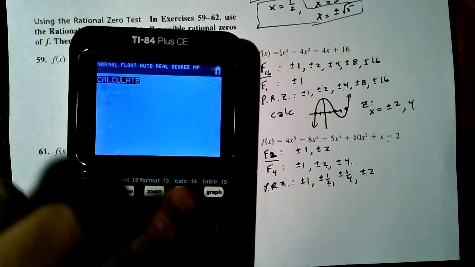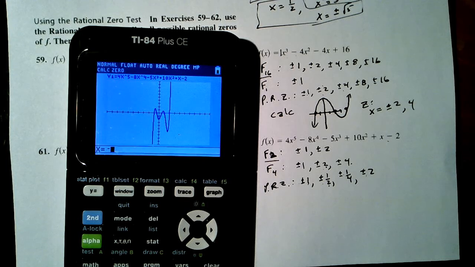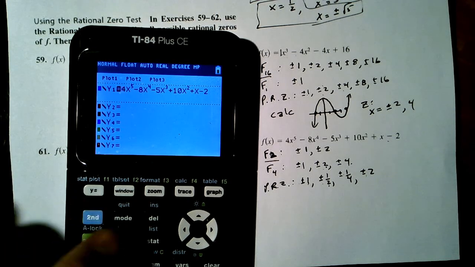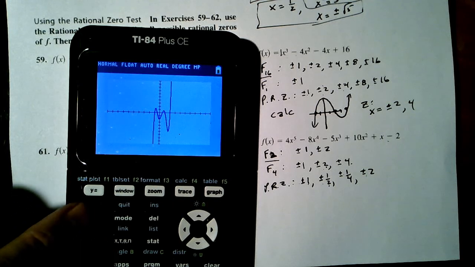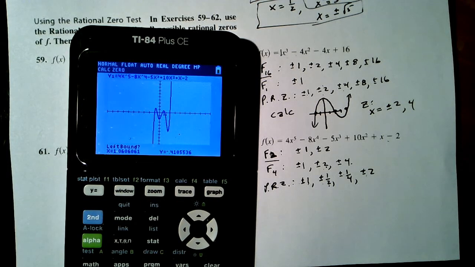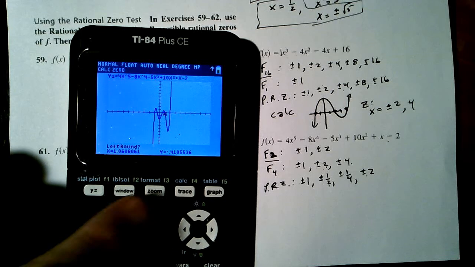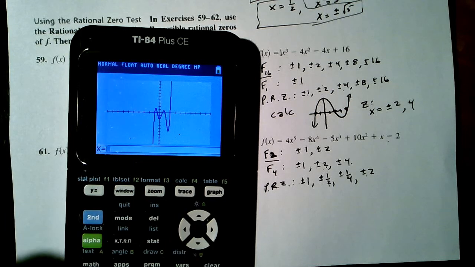Let's check. Second calc value: is negative 1 a 0? Yep. Is negative 1/2 a 0? Yep. Is 1 a 0? Uh-oh. Let's graph again. I'm not sure what I did there. Second calc value. Okay, where am I at here? 0.5. Yep. 1. Yep. 2. Yes.